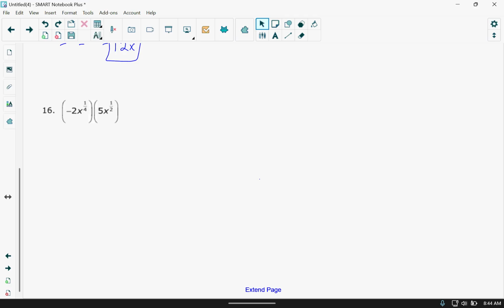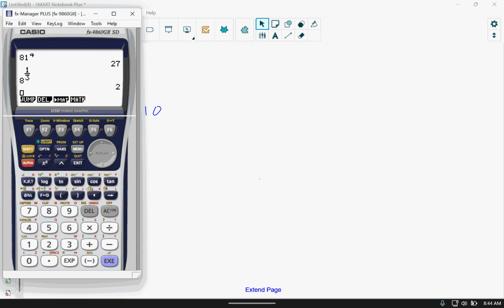Number 16 is very similar, so we're just going to do negative 2 times 5, so that's negative 10. And then we have to add up 1/4 plus 1/2. They don't have common denominators, so I'm going to put that into the calculator. 1/4 plus 1/2.